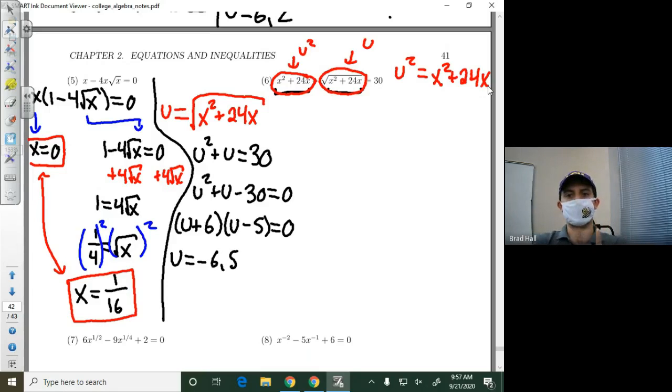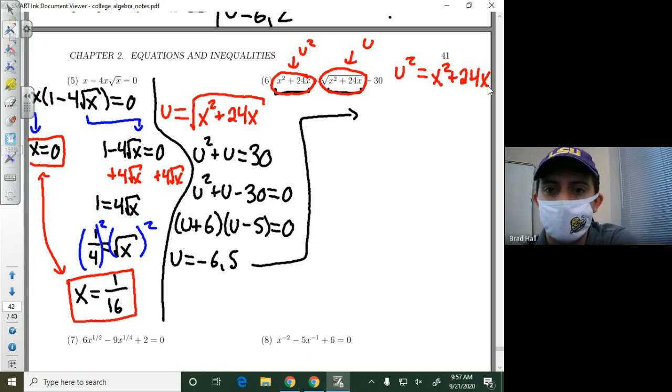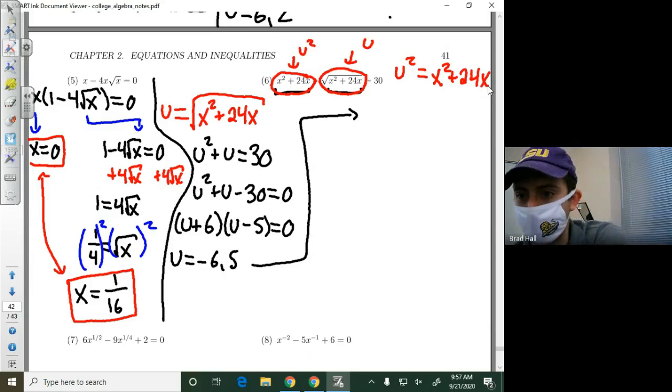But we are not done yet. U's are not good enough. We need to switch to x's. We need to go ahead and switch to x values. What we need to do is bring back the rule that we established.